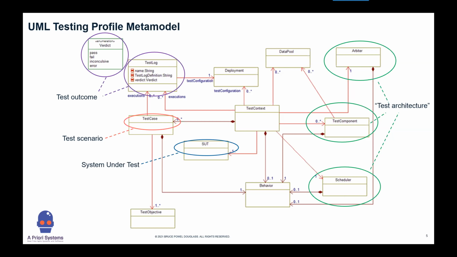And then finally, you have test outcomes. This is represented as a test log. We have a set of test executions of your test cases. Each one of these will have a verdict, which will be that it passed, it failed, it was inconclusive, or there was some error running it. Pass or fail is by far the most common. And this is a high-level overview of the testing profile metamodel.